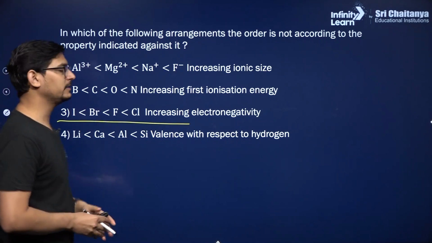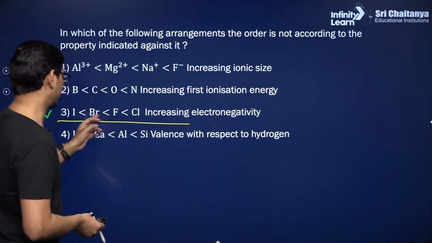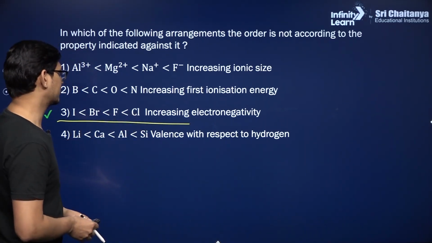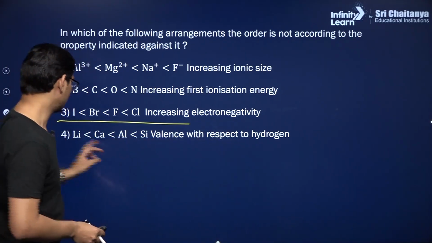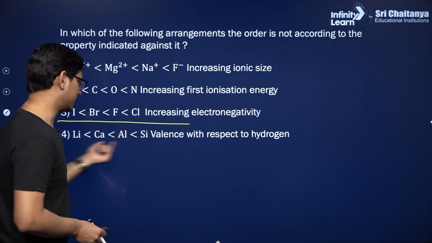This is also correct. Increasing electronegativity. Electronegativity increases as we move from bottom to top. So basically fluorine has a higher electronegativity than chlorine. There is no doubt about that. So this is not correct and hence the correct answer. Valency with respect to hydrogen: LiH, CH2, AlH3, SiH4. So valency is increasing from 1 to 4.